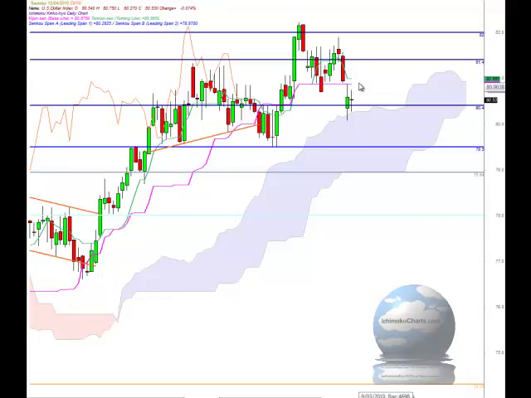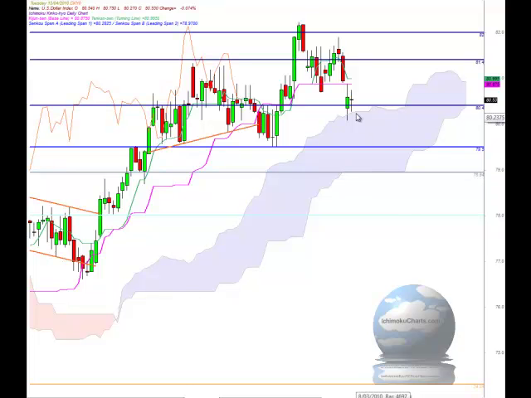Potential areas of resistance are at the Kijun-sen and Tenkan-sen at 80.875 and 80.995, and also the important 81.4 region, and then up to 82. To the downside, we have very strong support all the way from the top of the cloud down through to 79.5, which was a previous area of resistance that turned into support, and then certainly to the 78.94 level, which was previous resistance and support, and that's the bottom of the cloud.